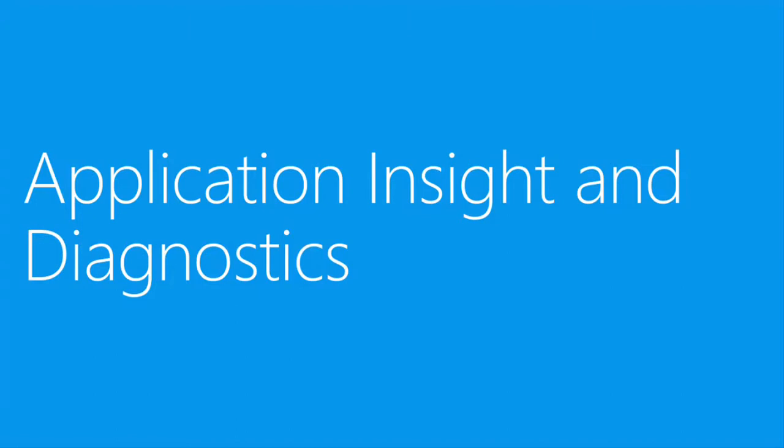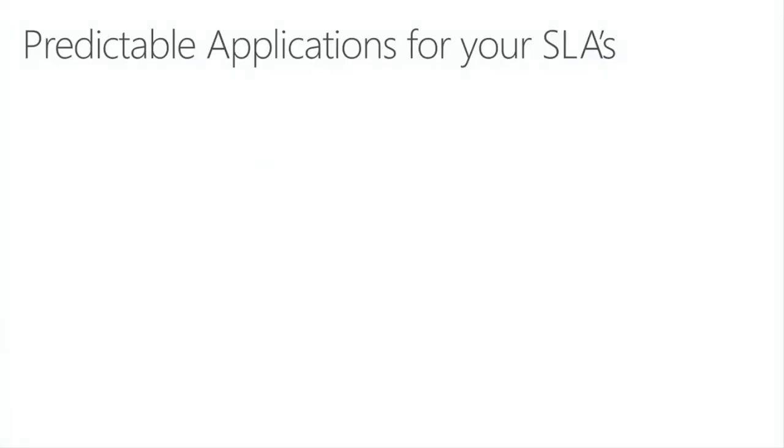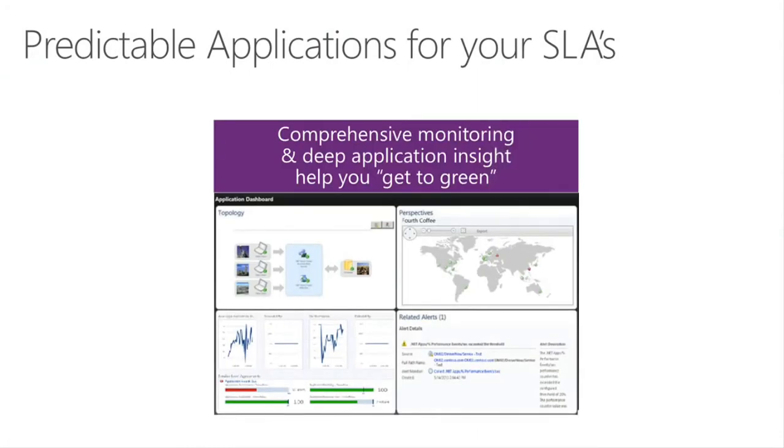So now we have to think about insights and diagnostics. How do we ensure the performance, availability, and health of this application? So we're going to look at this a little bit deeper with the idea of predictable applications for your SLAs. And what do I mean by that? Well, one of the brighter days of any IT ops person is ensuring they're all green, that when you see the reports, when you see the monitor, everything is green, that we're all running really well. So we're going to look at how we manifest our goal of getting to green.